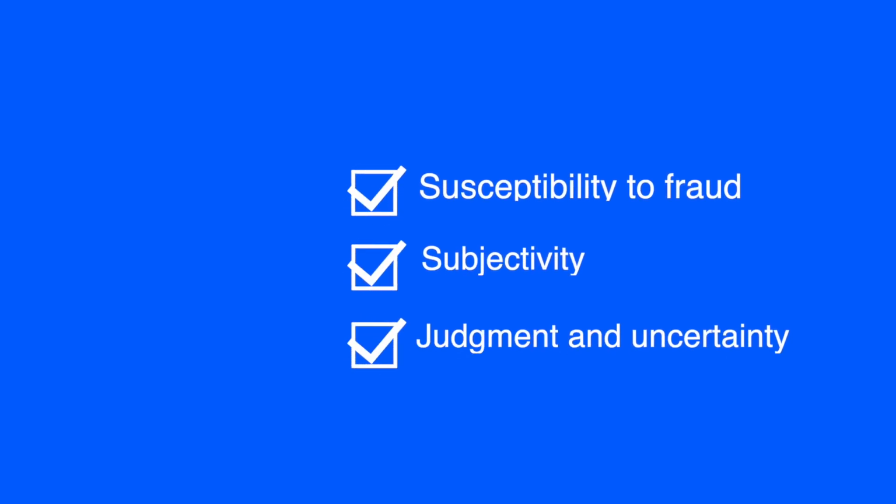Now, one of the things you see in SAS 145 is it talks about inherent risk factors, and some of those are susceptibility to fraud, another is subjectivity, another is judgment, another is uncertainty. So as we're looking at these inherent risk factors, we're applying those to a particular assertion, and then we're also applying those to an account balance.